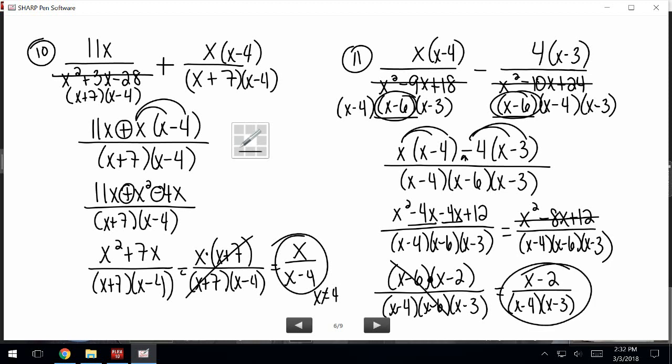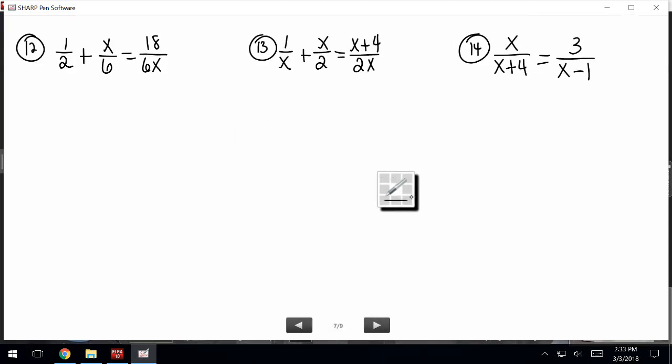All right, now that will cancel. You could FOIL the bottom if you wanted to, but it's really easy to see a restriction when you keep it factored out. So x cannot be 4 or 3. Wherever the bottom cannot be 0 is where your restriction is. All right, I think we are, nope, we're not done with the first page yet. Let's keep going.